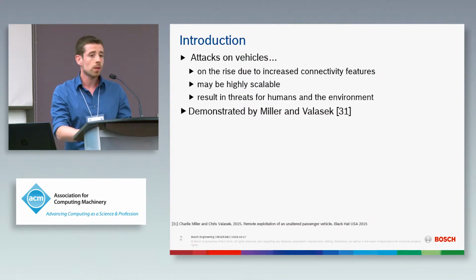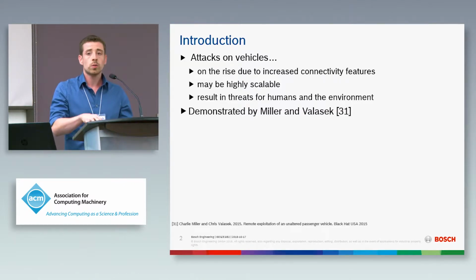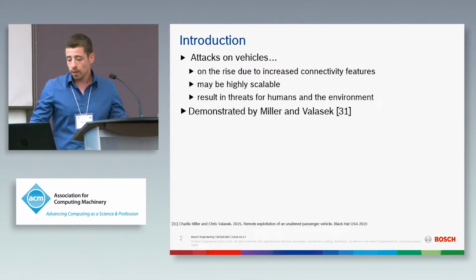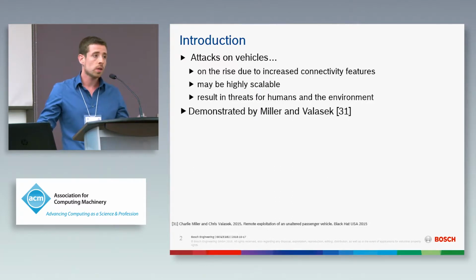It was demonstrated by Miller and Valasek some years ago. The researchers have shown that they were able to compromise an ECU, which stands for electronic control unit. And from this ECU, they were able to control several functionalities in the car, like the engine, brakes, and also the steering. And this led to a recall of 1.4 million cars because it wasn't possible to fix the vulnerability over the air.